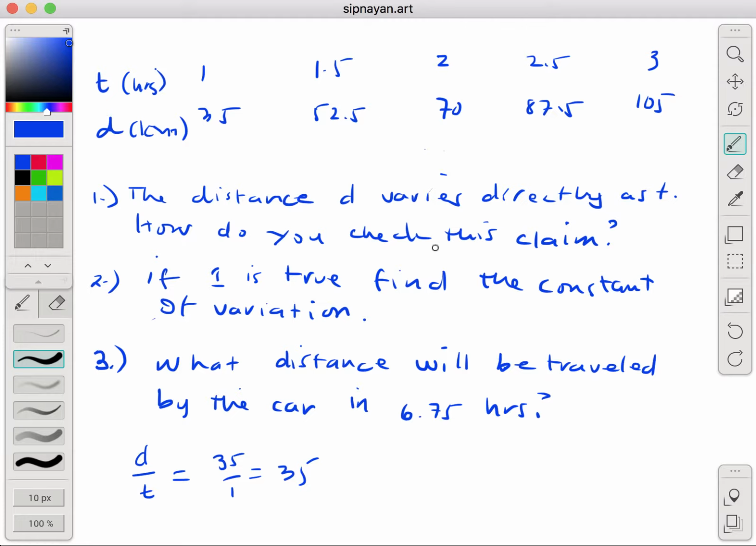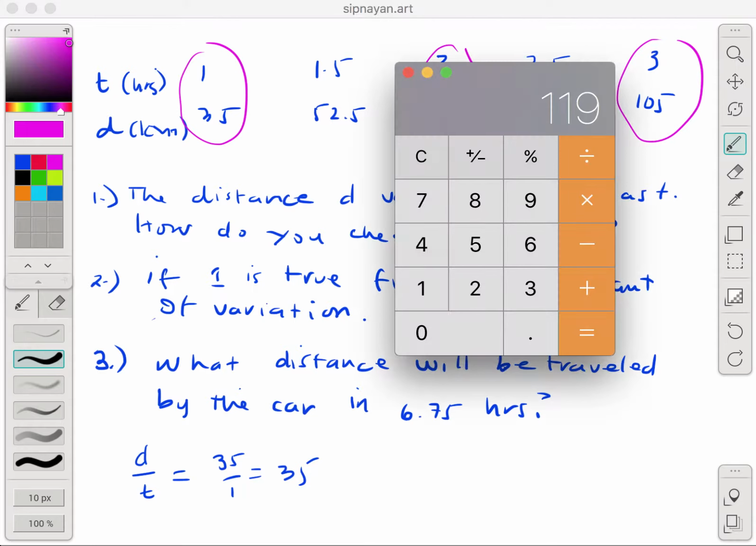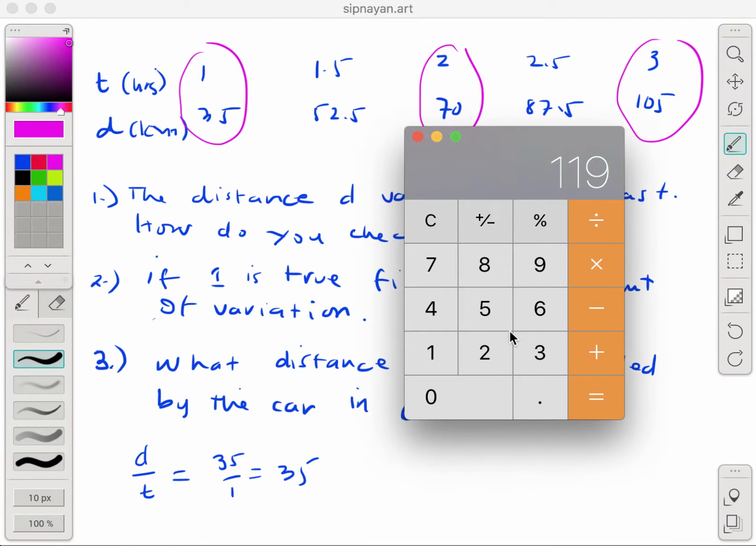Otherwise, pag hindi yan 35, hindi siya direct variation. So, ang 70 over 2 is 35. Ang 105 over 3 is, I think obviously, itong tatlong to, these three, they are obviously 35. So, we just have to check the other two. So, 52.5 divided by 1.5. Dapat 35 din yan. So, check rin to.